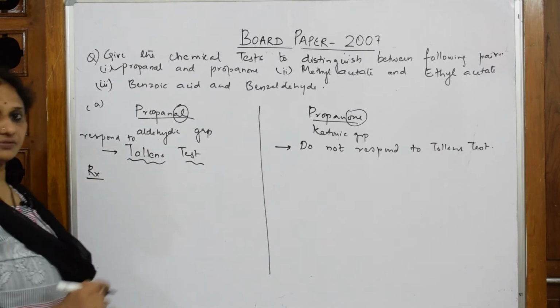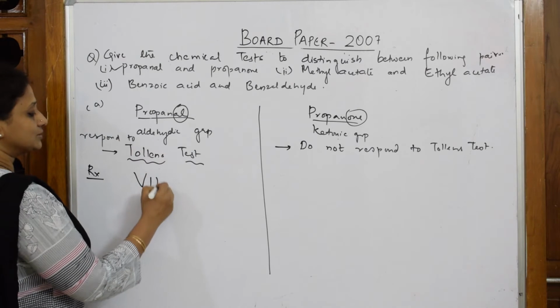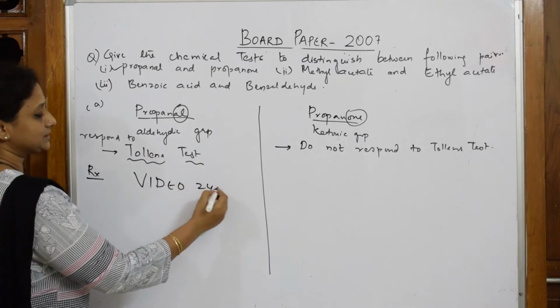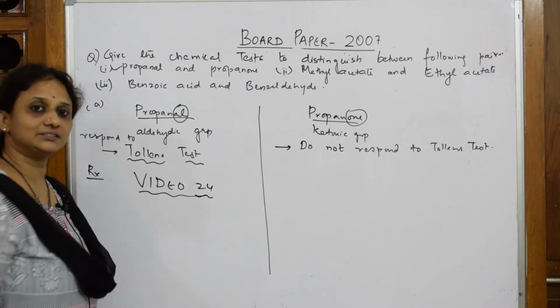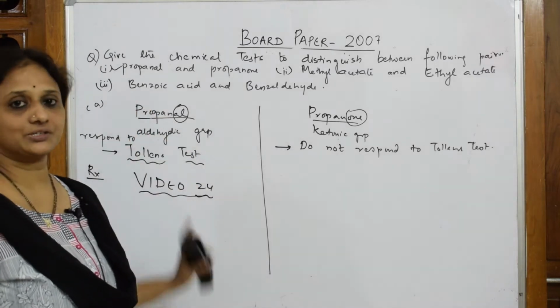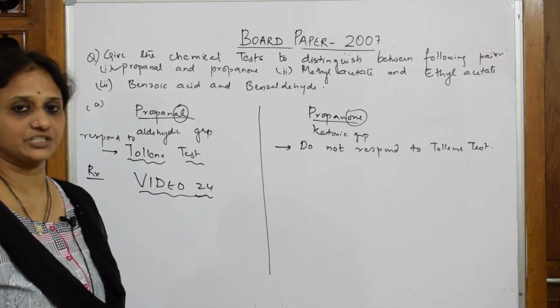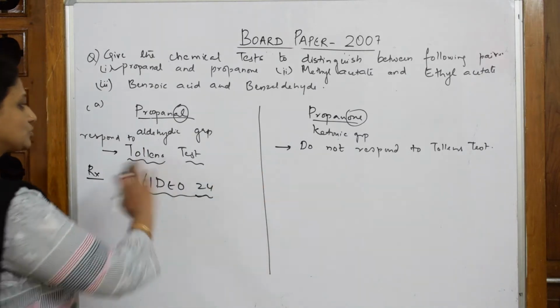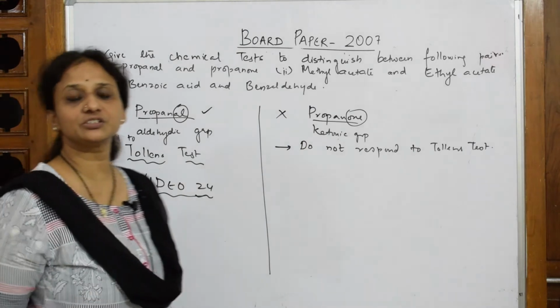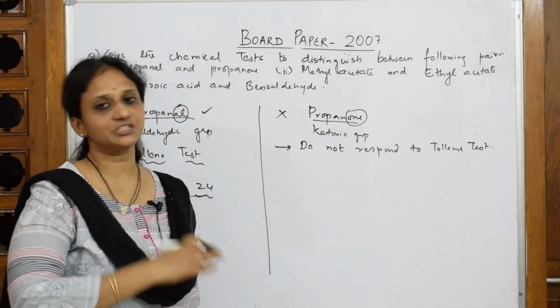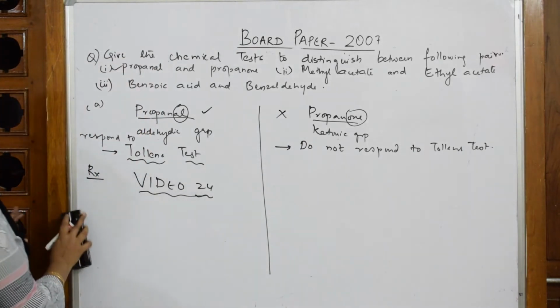Where did I do this? I've done this in this particular video, so please cross check with this video. This is already written there. You have to write that reaction in this particular question. One shows a positive test, the other a negative test. Your chemical distinguishing test is done. So I can erase this.